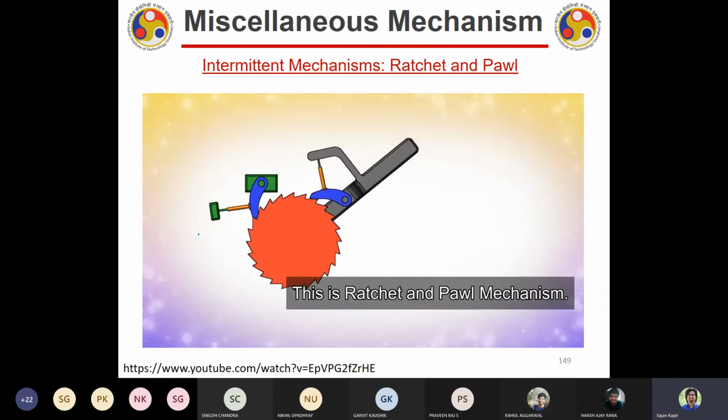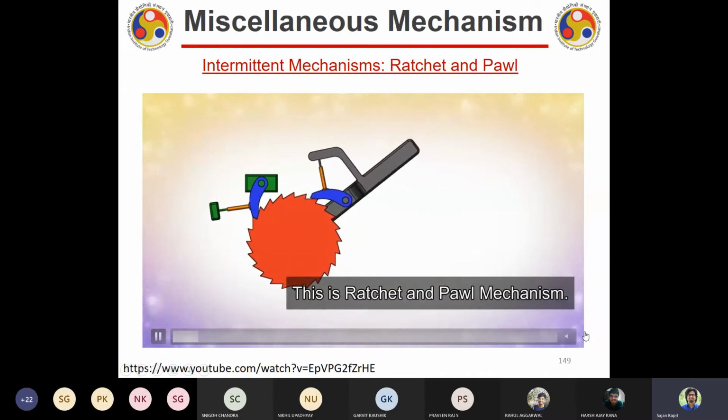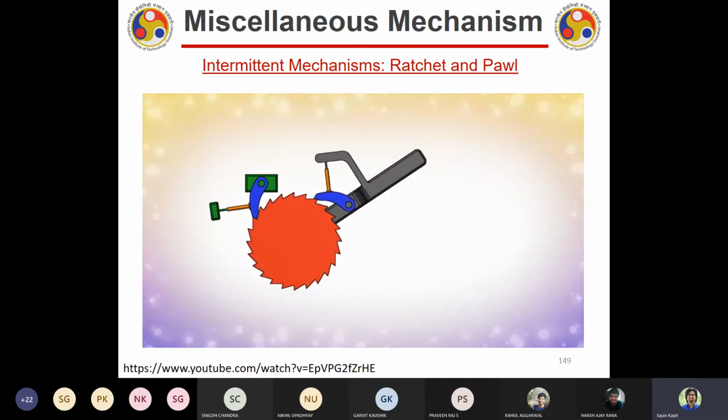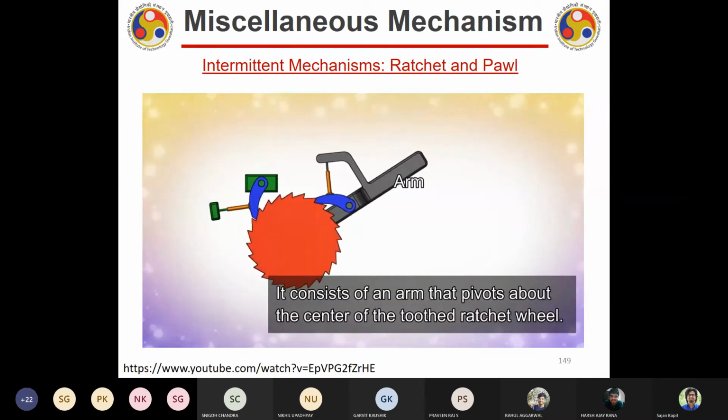Other than that, this one is called the Ratchet and Pawl. So in this case, there are sawtooths, and you can see there is an oscillating motion on the left side. It is converting into intermittent motion. Fine.